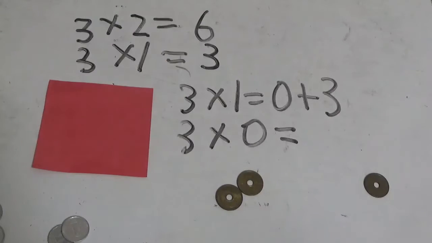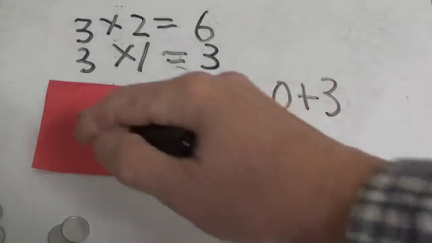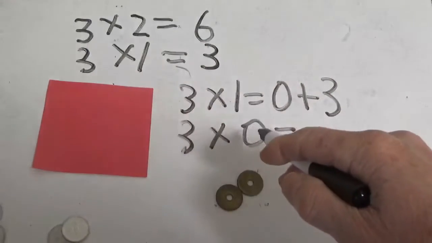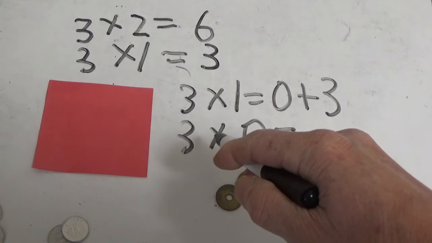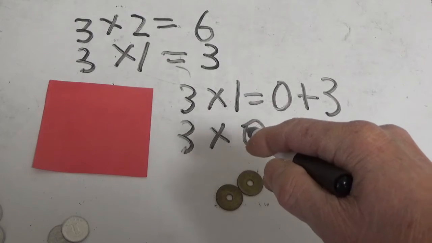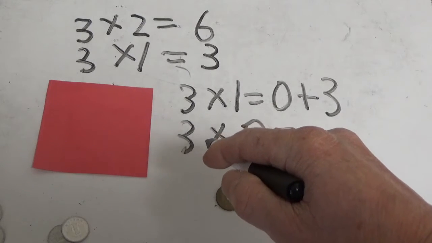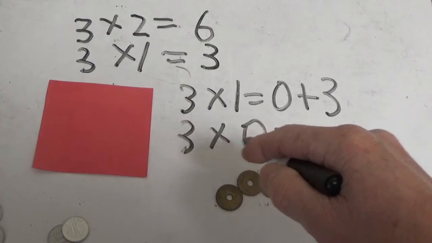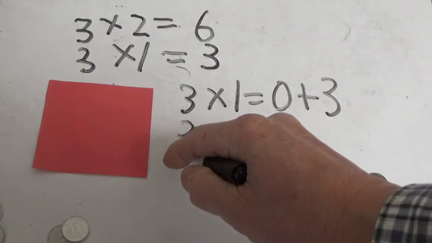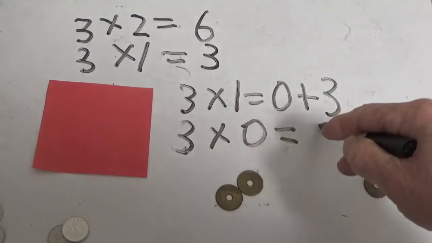Three multiplied by 0 is add 0, no coins, add no coins, that is 0.